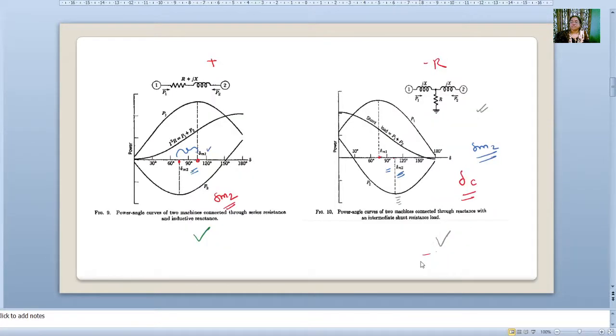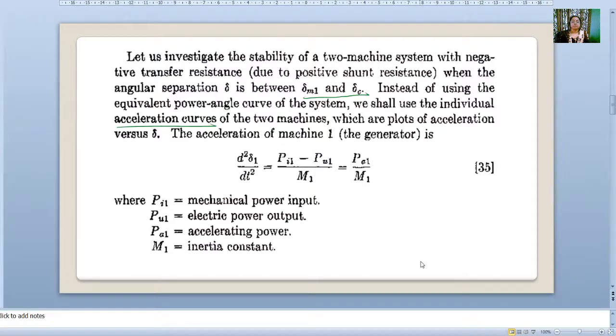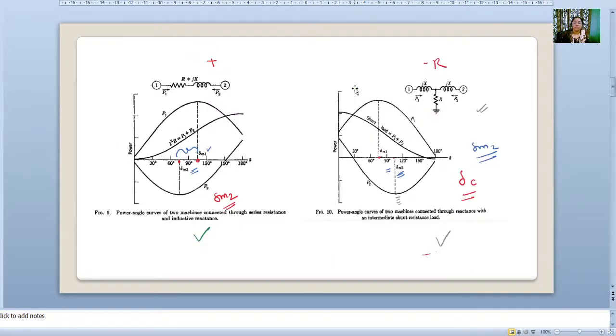Okay, changes in the mechanical input. So let us investigate the stability of a two machine system with negative resistance. Negative resistance means, due to positive shunt resistance, the angular separation del is between del M1 and del C. Because in positive resistance it is del equal to del M2.